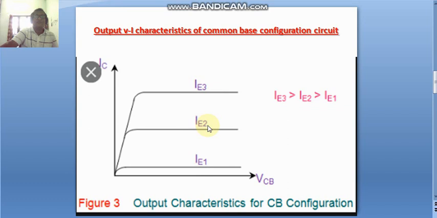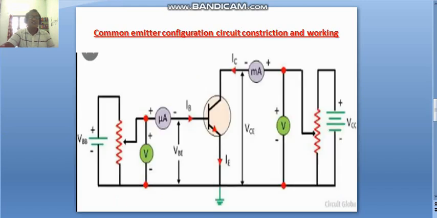Similarly, the experiment is repeated a number of times, and we get more curves. This region is known as the saturation region. So this represents the output characteristics curve. Always IE3 current is greater than IE2, which is greater than IE1. So this is the explanation of the output VI characteristics of common base configuration.